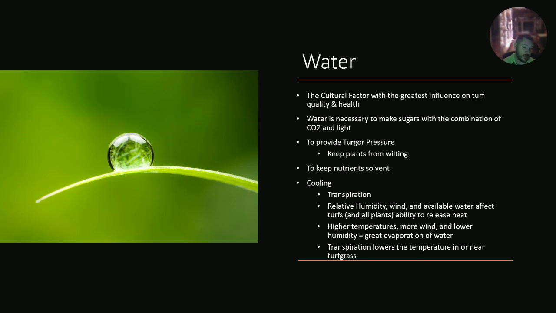Higher temperatures, more wind, and lower humidity are going to equal greater evaporation. Obviously, it makes sense, right? If it's hotter, the air can hold more moisture, and so it's going to evaporate as much as possible to a point where we have 100% humidity and then it's going to rain, right? Transpiration lowers the temperature in or near the turfgrass, and that's because it's creating a cooling effect within the canopy.